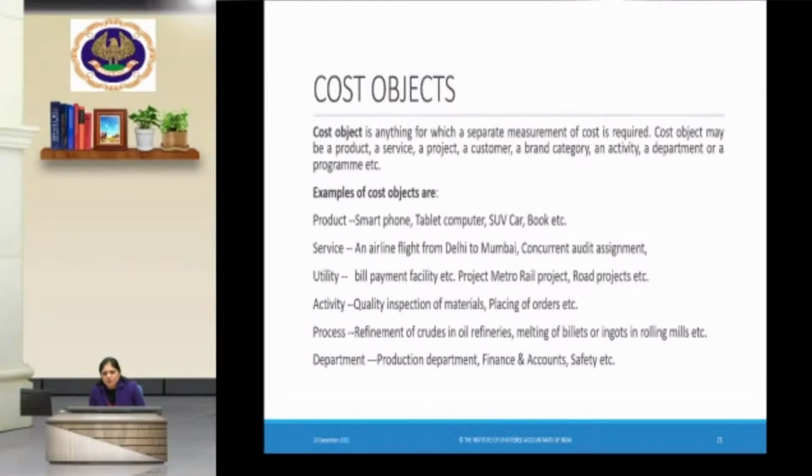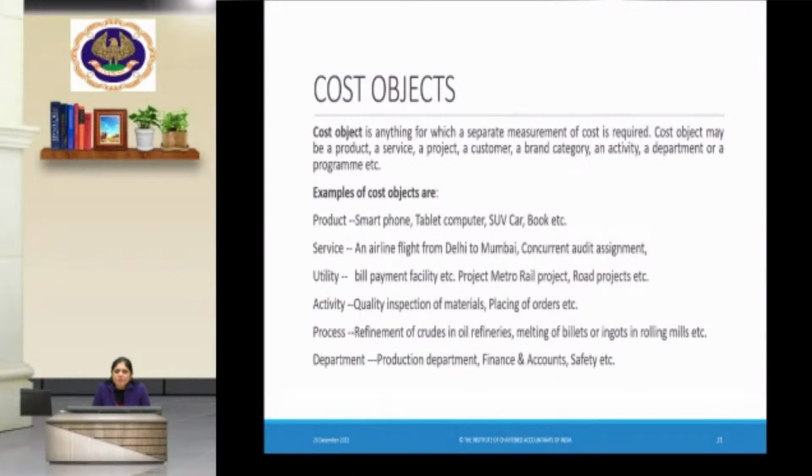And then concurrent audit assignment. So if, let us say, I'm charging per audit, by that type of audit, a banking audit or a concurrent audit or a statutory audit, so that is my cost object. What is the cost of the banking audit? And what is the cost of a statutory audit?